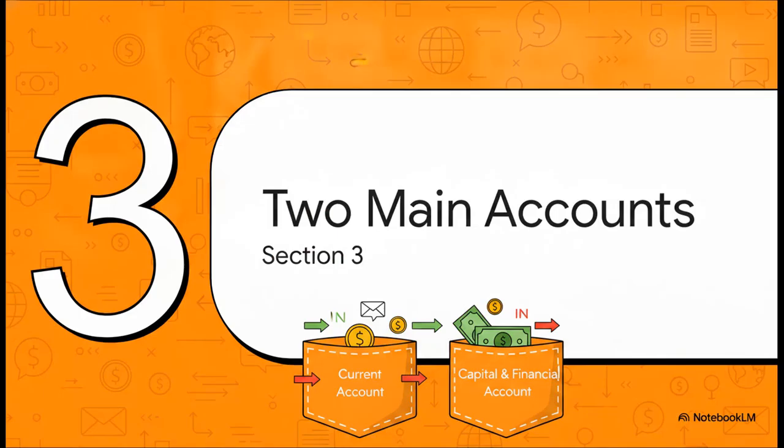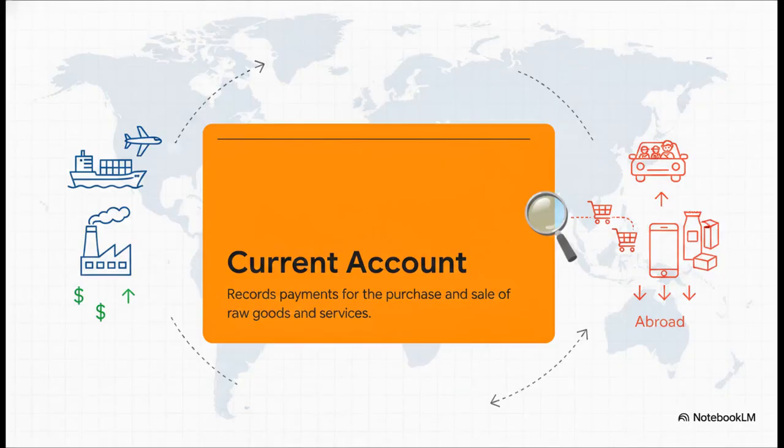Okay, into Section 3, the two main accounts. Because, as you can imagine, all of these credits and debits aren't just tossed into one chaotic pile. They are meticulously categorized into two distinct pockets. The first pocket is called the current account.